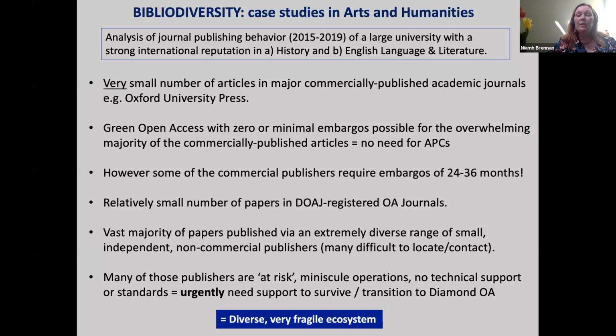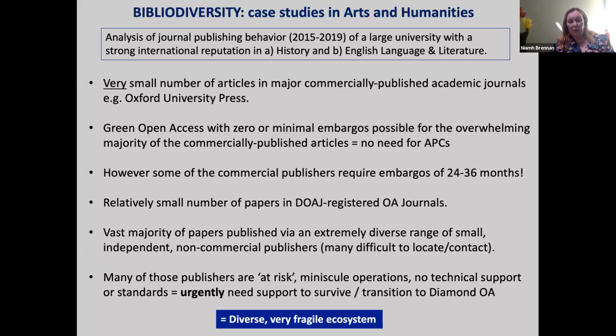So many of our arts and humanities researchers said, oh my God, what are we going to do? We can't afford to pay the open access charges for Oxford University Press. And they have massive embargoes of 24 months or something like that. I said, you know what? That's not as big a problem as you might think it is. Green open access with zero or minimal embargoes was possible for the vast majority of the commercially published articles with no need for APCs, or they could get away with very short embargoes as well. However, some of the commercial publishers, especially in arts and humanities, require embargoes of 24 to 36 months, for God's sake. A relatively small number of the publishers' journals are in the DOAJ, registered open access journals.